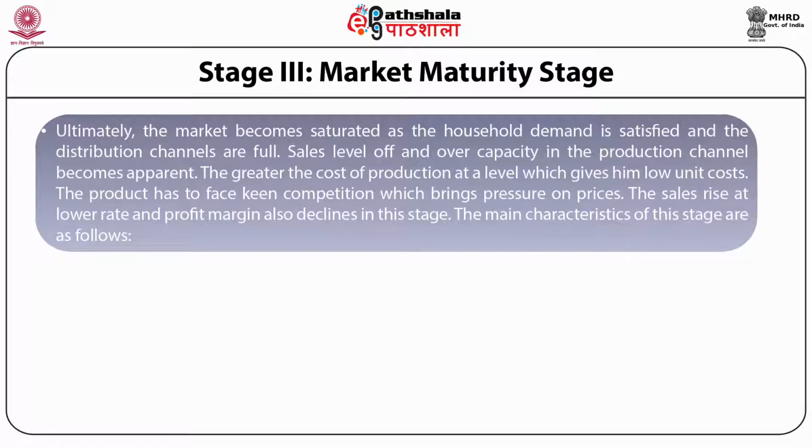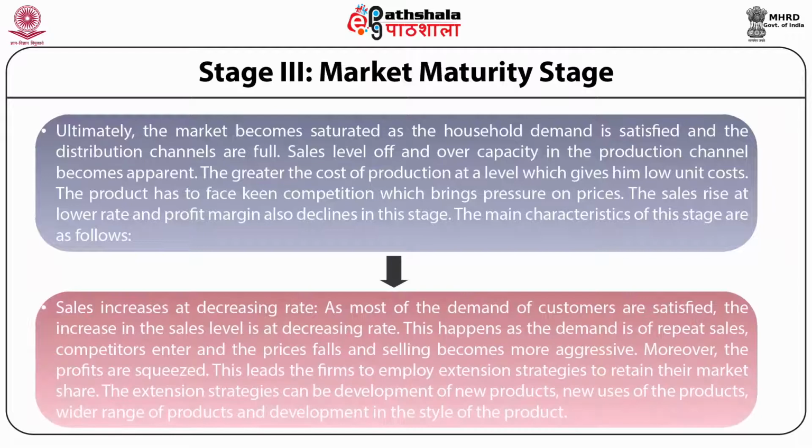The main characteristics of market maturity stage can be explained as under. Sale increases at decreasing rates as most of the demand of the customers are satisfied. The increase in sales level is at decreasing rate. This happens as the demand of repeat sales, competitors enter and prices fall and selling becomes more aggressive. Moreover, the profits are squeezed.